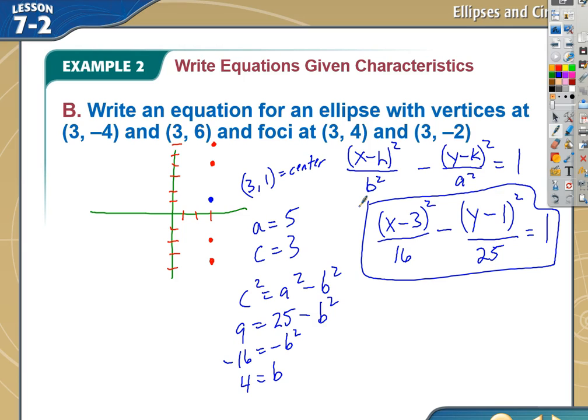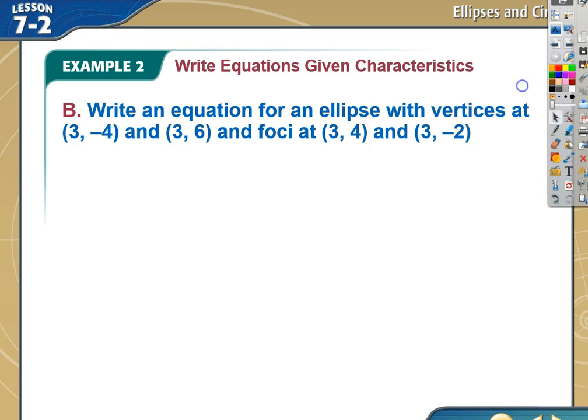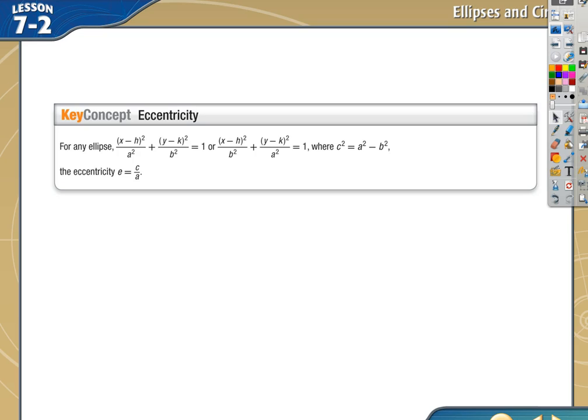Oh, but wait, there's got to be another way we could possibly do this. No, I think those are going to be my 2 ways, or 2 things that you guys are going to be responsible for. The next thing that we're going to talk about, though, is what's called eccentricity. Not electricity, but eccentricity.